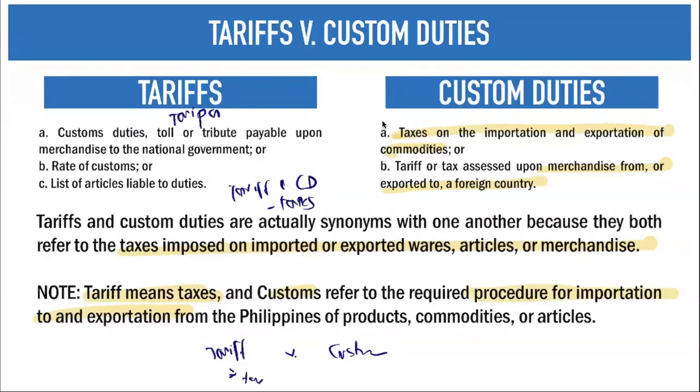Take note, tariff and customs duty, they mean the same. It is taxes. But when we talk about customs, it means the procedures. So the import procedures and the export procedures. Take note of that. Customs is different from tariff. Tariff and customs duties are the same. But customs means the procedure for the importation and exportation.